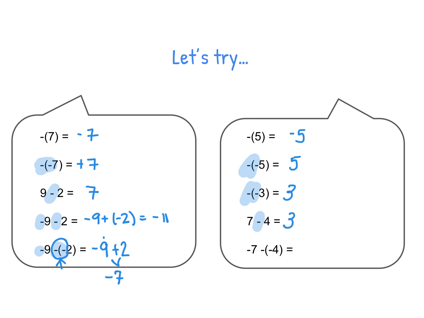One more. We have a negative 7, and then here's our double negative rule. That becomes negative 7 plus a 4. This is the bigger number. Your answer is going to be negative 3.